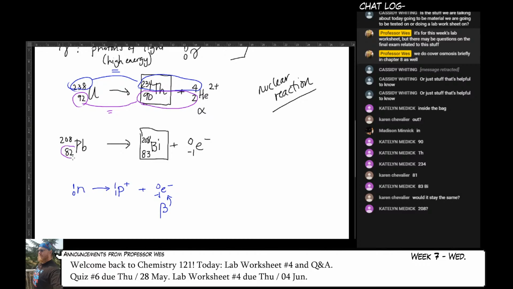Same thing down here. We have 82, and then we have 83 and -1. Those are equal. And then on the top here, I have 208, 208 plus 0, and those are equal as well. So this is how you balance nuclear reactions. And in the lab, I'm going to have some questions that ask you to do that. I'm going to give you a blank and 2 atoms, and you have to tell me which radioactive particle happened.